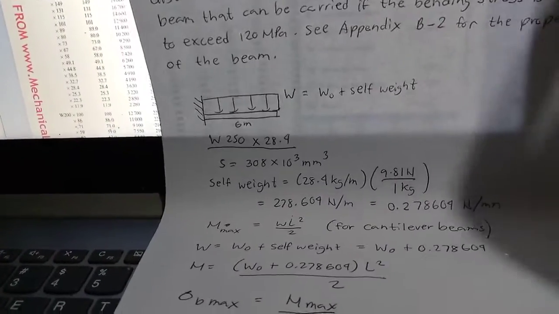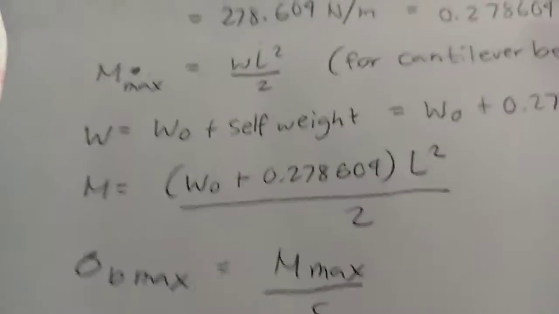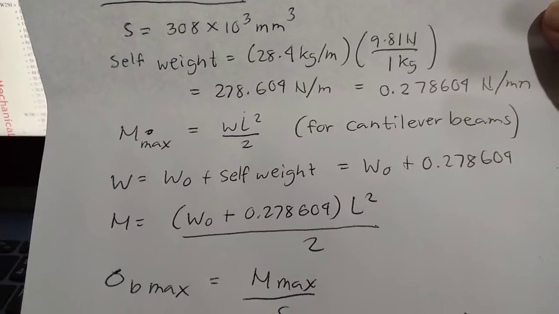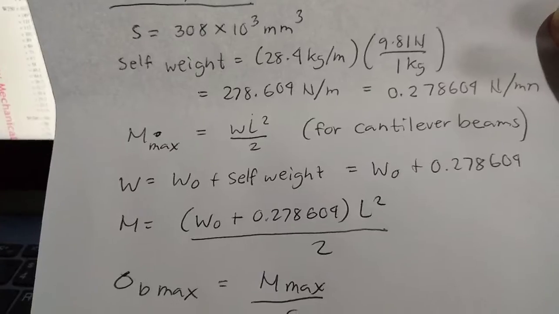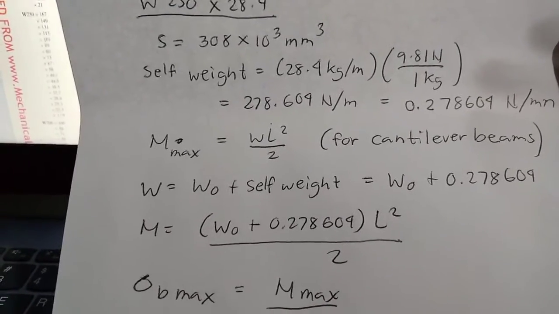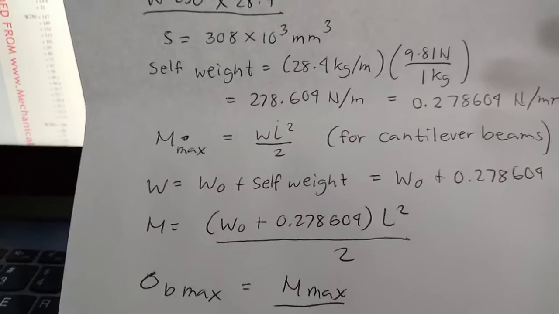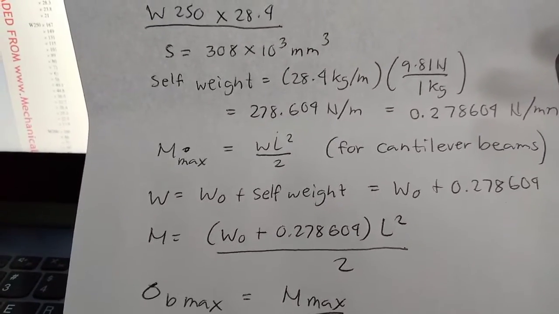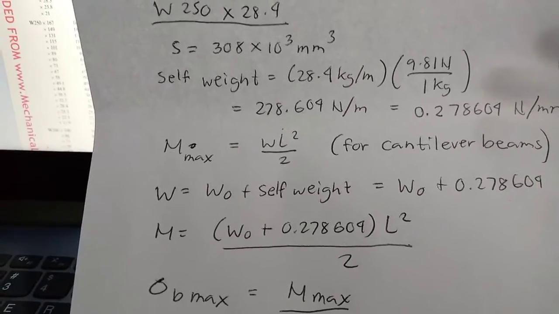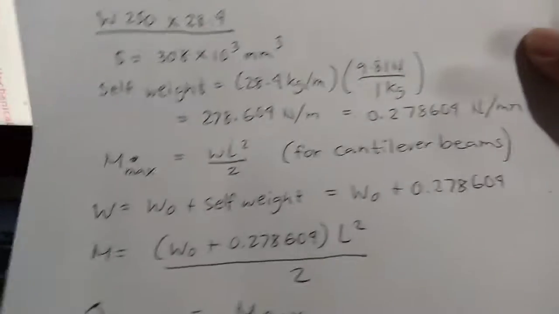The next formula: the maximum moment for cantilever beams is WL squared over 2. It is actually given, and you need to memorize it. For cantilever beams, if the loading is uniformly distributed, its maximum moment is WL squared over 2.